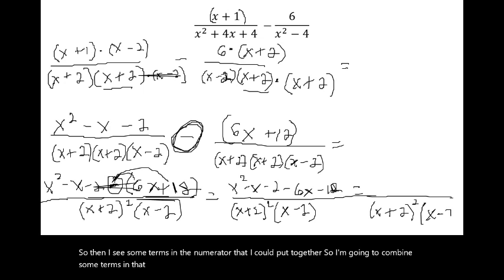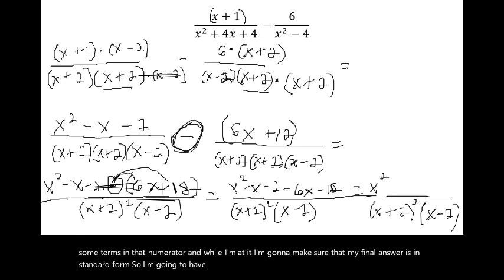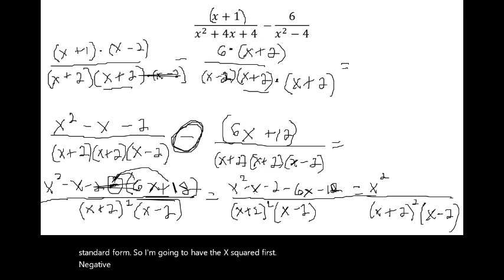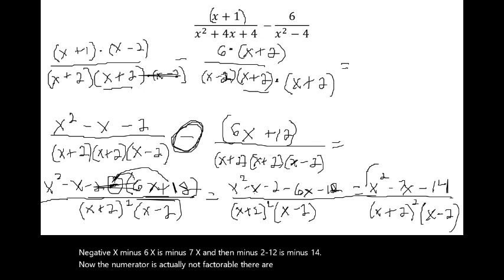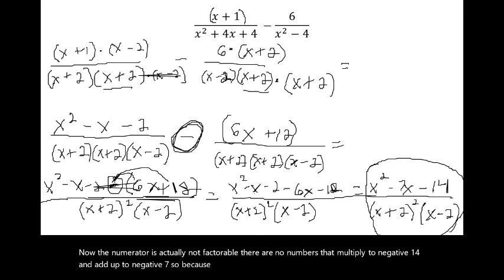And while I'm at it, I'm going to make sure that my final answer is in standard form. So I'm going to have the x squared first. Negative x minus 6x is minus 7x, and then minus 2 minus 12 is minus 14. Now the numerator is actually not factorable. There are no numbers that multiply to negative 14 and add up to negative 7, so because the numerator is not factorable, this is going to be our final answer.